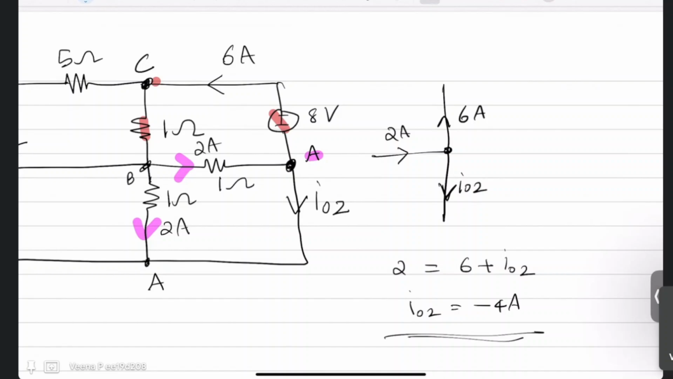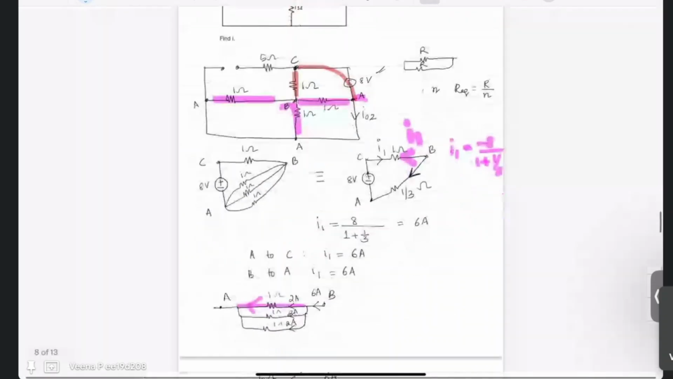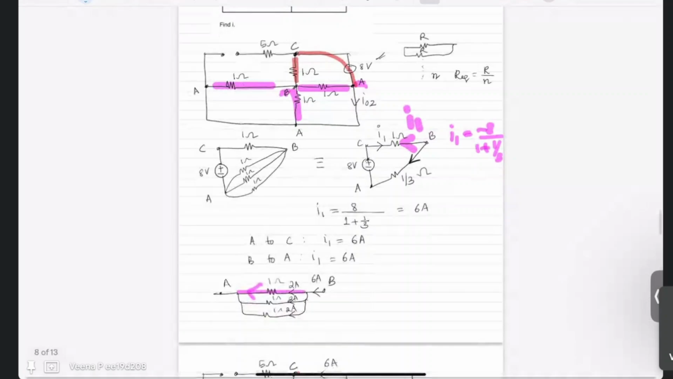Is there any doubt here? It's a bit confusing problem because of the short circuit. Please ask if you have any confusion in finding I02.